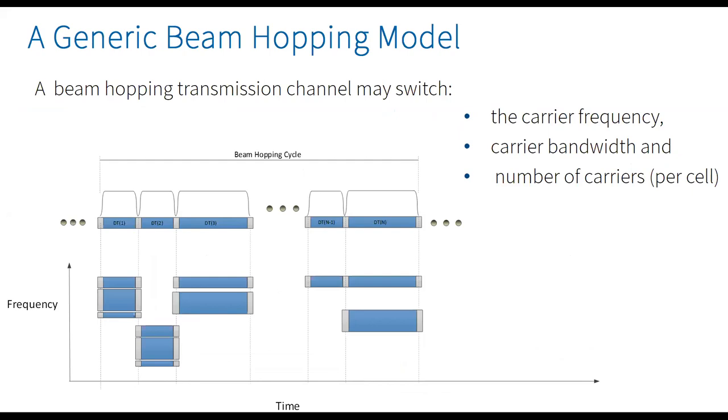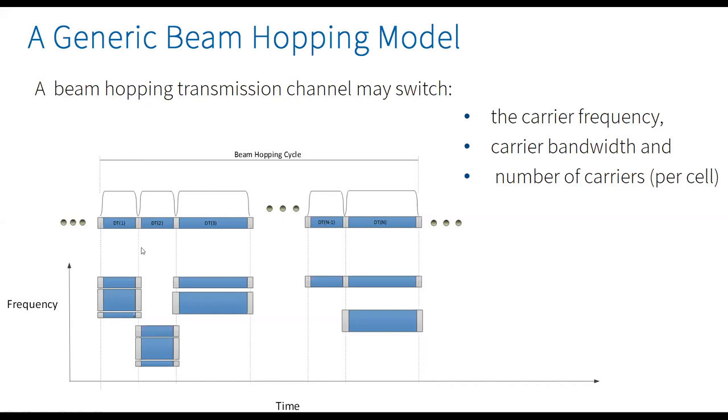And just to keep a not very specific, but a bit more general solution for beam hopping, the idea of having multiple carriers within each cell, or a single carrier, were both of high interest. So what is shown here is that from each cell to the next, or from one dwell time to the next, the number of carriers, the center frequency and the bandwidth of each carrier can change.